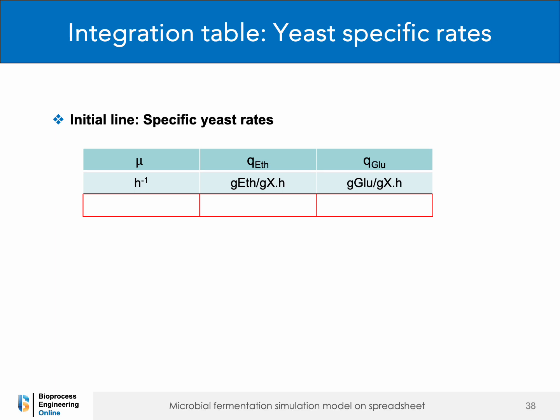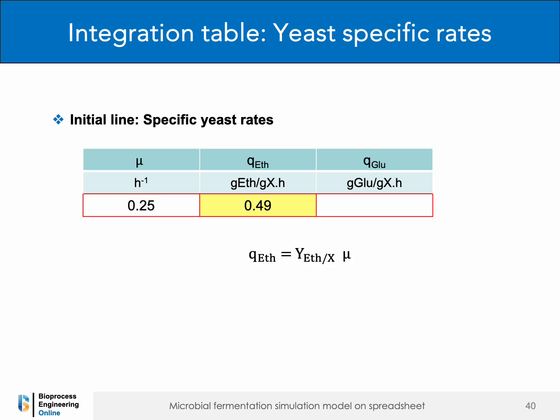The first line of the integration table also calculates the growing yeast-specific rates. It is completed in the following way. Calculate the specific growth rate by its kinetic law as a function of the glucose concentration, mu equals mu max glu divided by k glu plus glu. The two parameters, mu max and k glu, are transferred from the kinetic parameters section.